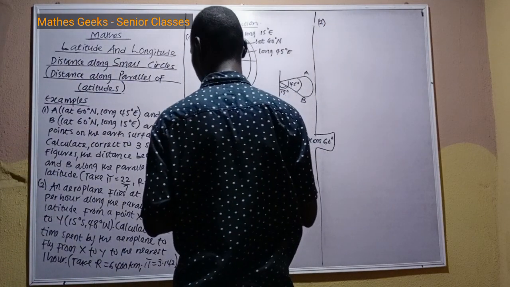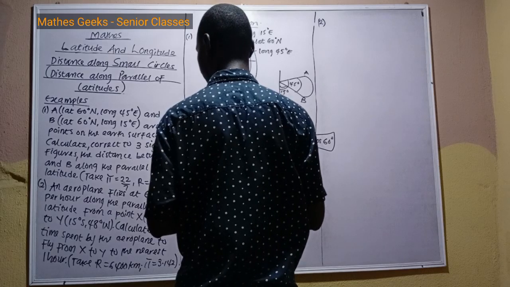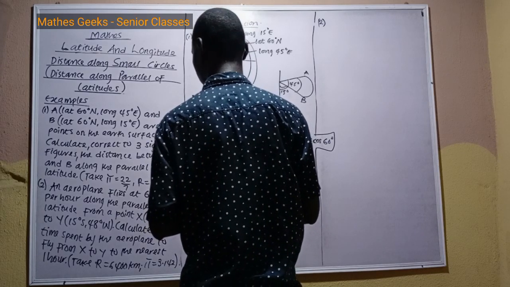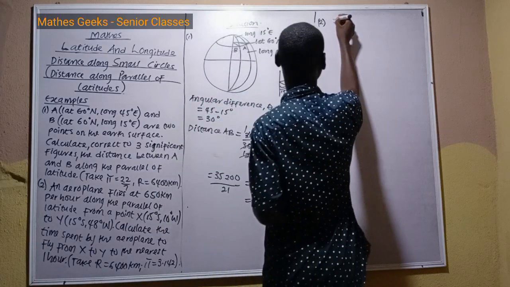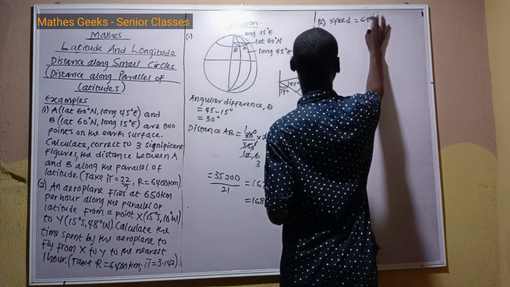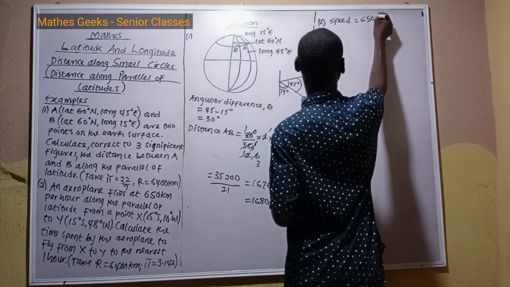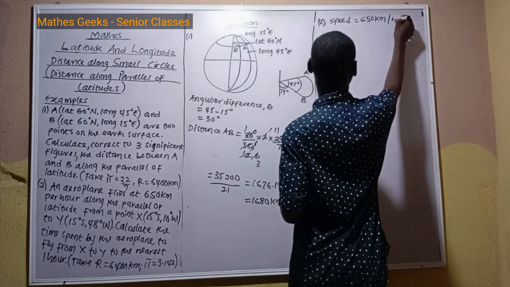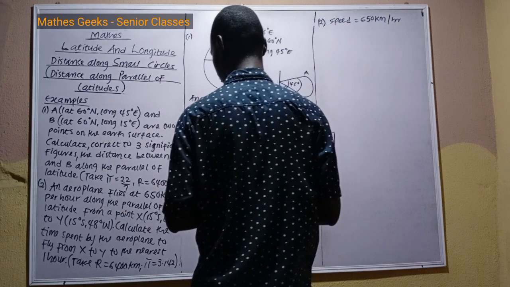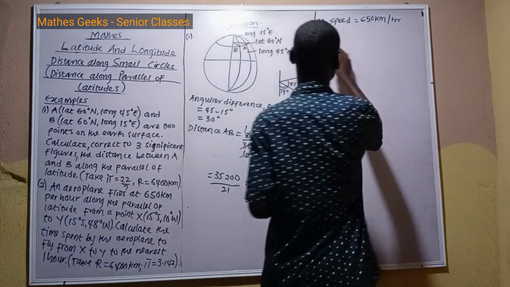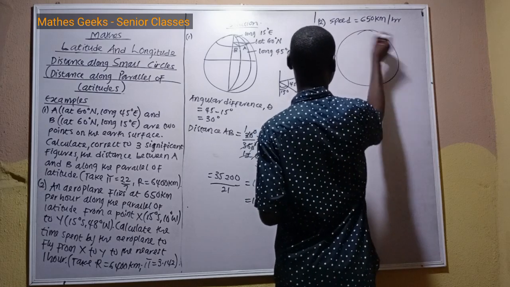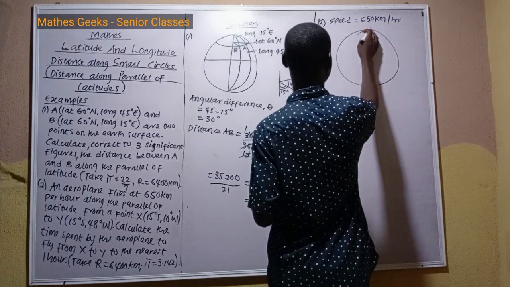An aeroplane flies at 650 kilometers per hour along the parallel of latitude from a point X. 650 kilometers per hour is the speed.